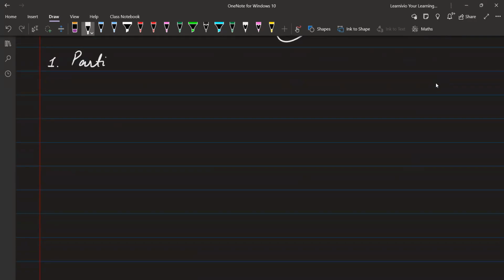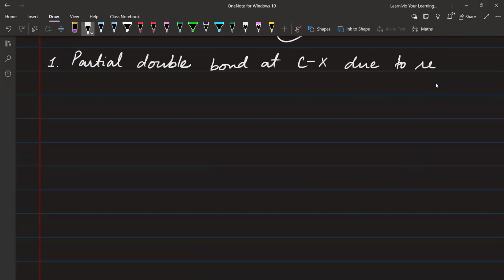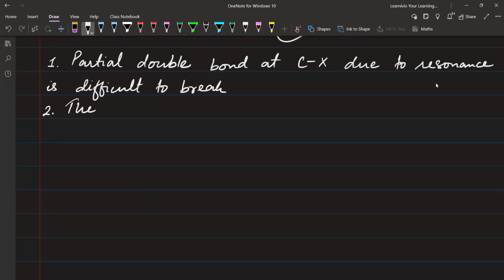Partial double bond. Write it down, it will make sense as you go. One reason is the partial double bond at the CX bond due to resonance, which is difficult to break. The next reason is that the phenyl carbocation is unstable.